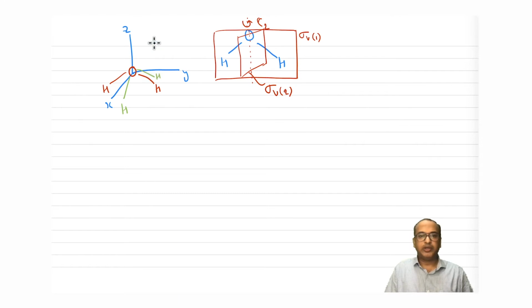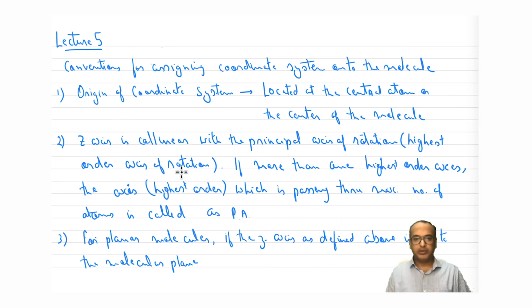So the green hydrogens are in the XZ plane and the red ones are in the YZ plane. So which one is the correct orientation? If we go back to the rules which we have stated, for planar molecules, and H2O is a planar molecule, we'll use this condition.